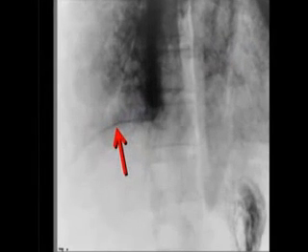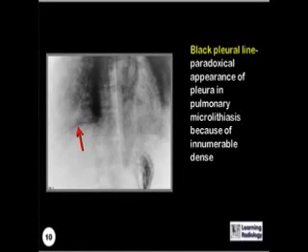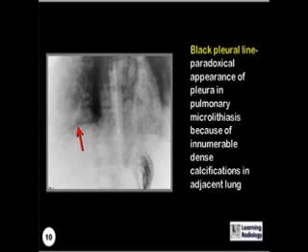What sign is being demonstrated here in this rare and unusual disease? That's the black pleural line, which is the paradoxical appearance of the pleura in pulmonary microlithiasis because of the innumerable dense calcifications which are present in the lung in that disease.